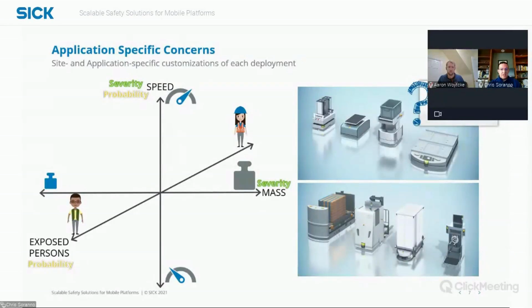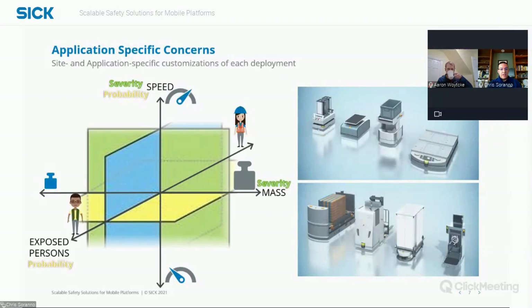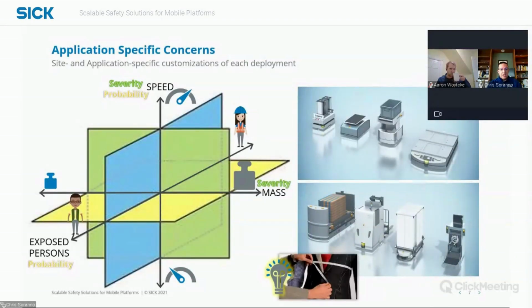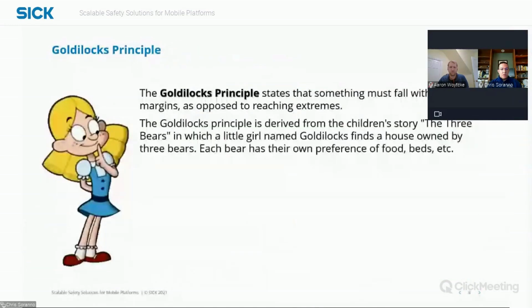So based on these criteria, as well as others during the risk assessment, we can evaluate each application and come up with a custom fit solution, one that's appropriate, that's adequate, that meets the requirements of the demand on the safety system. So when we start to take this approach, I can't help but think about the Goldilocks principle.